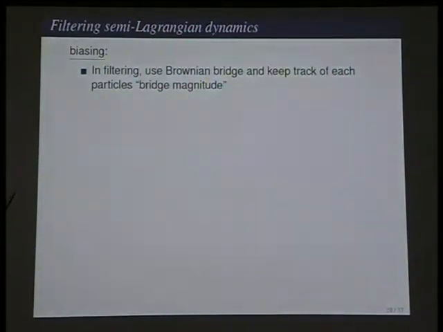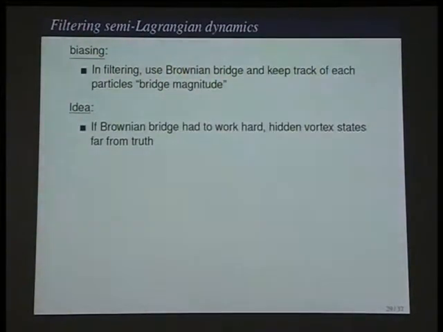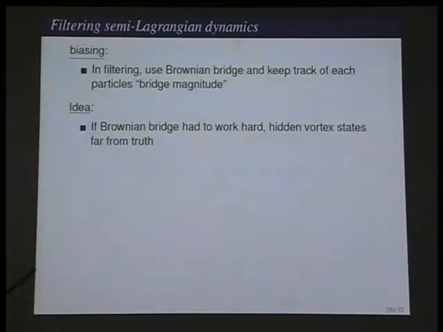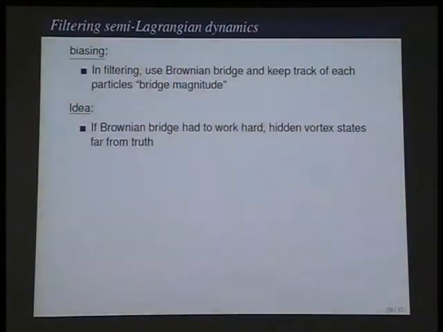The idea is that we want to use this Brownian bridge, and we want to keep track of the magnitude of this term. Effectively, that's what we'll end up seeing. The layman's idea is that if the Brownian bridge had to do a lot of work, then the vortex states weren't very good estimates, so you're probably far from the truth.